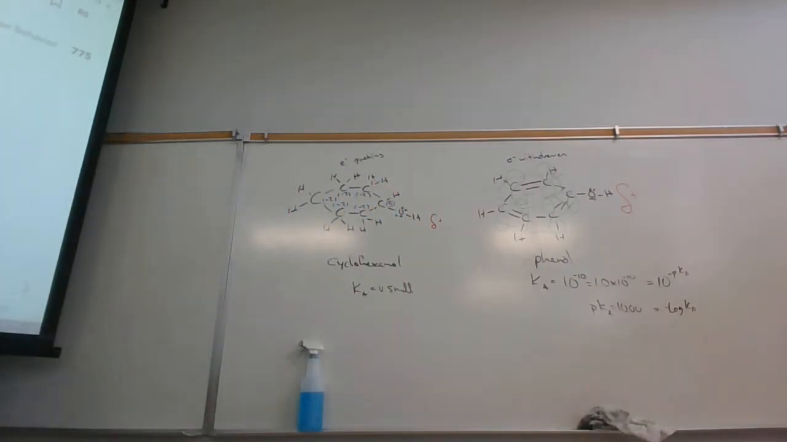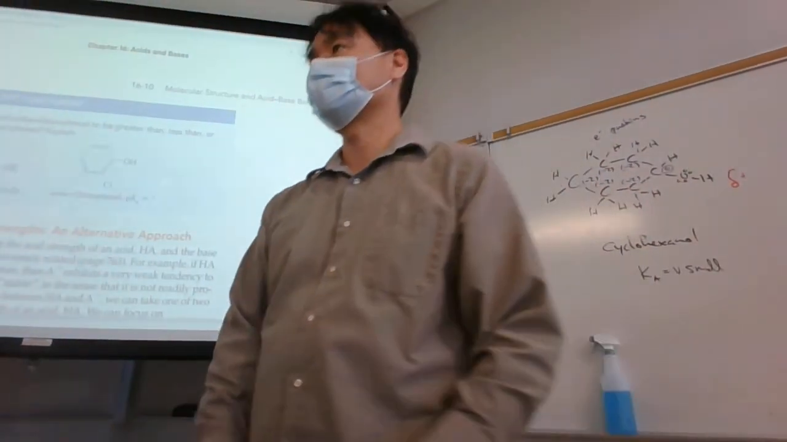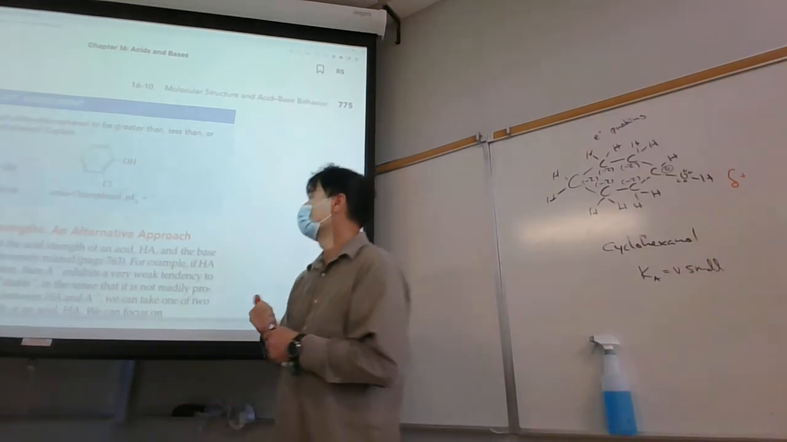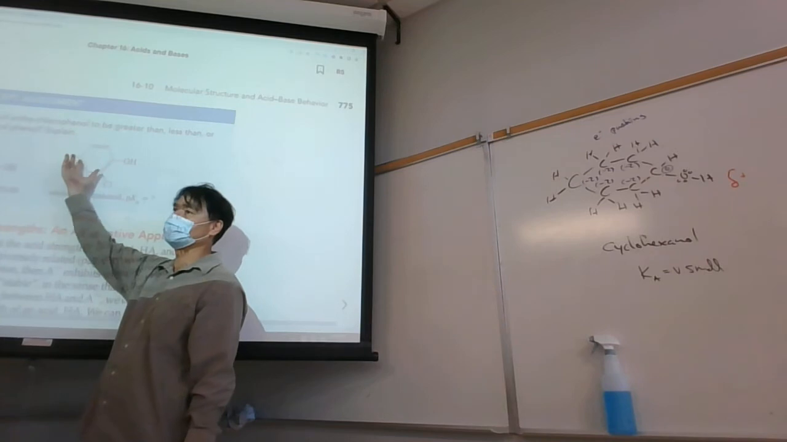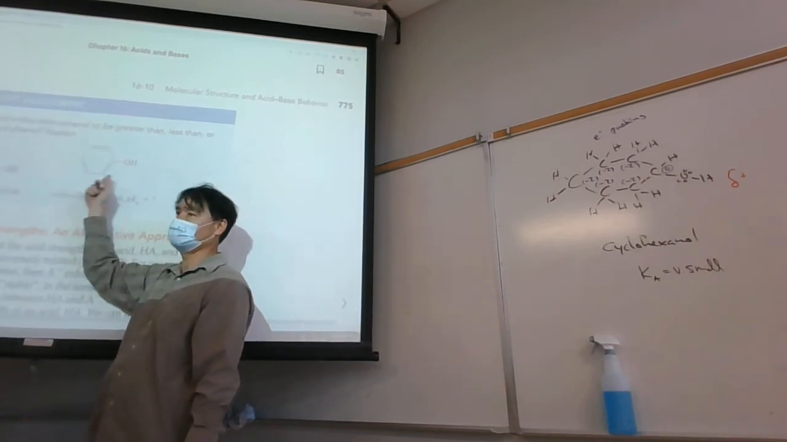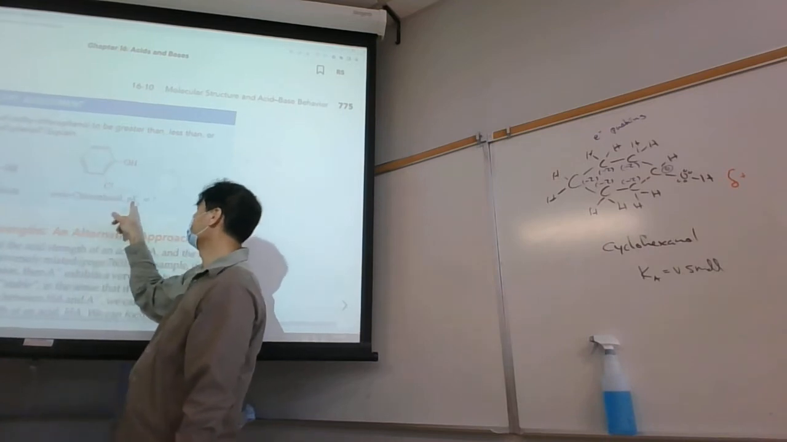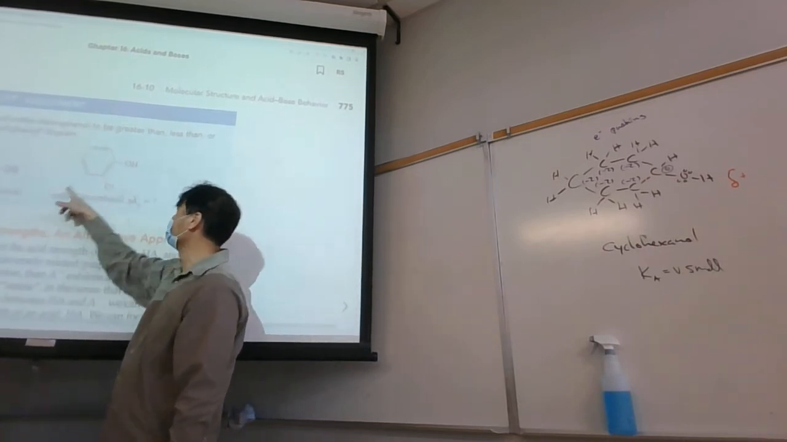Okay, what happens if we have a chlorine attached to the benzene ring? What does the chlorine do? Is a chlorine an electron withdrawer or electron pusher? Chlorine's an electron withdrawer, so it's going to suck even more electron density away from this, making this one more acidic. And so the pKa should be lower or higher?